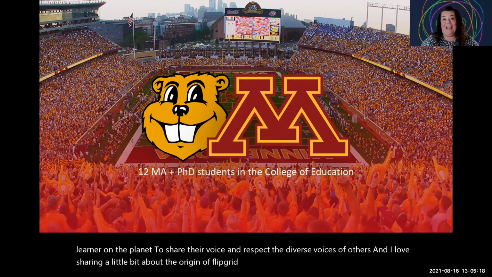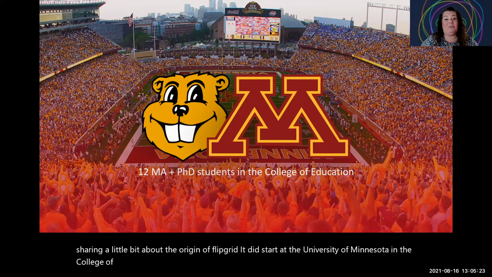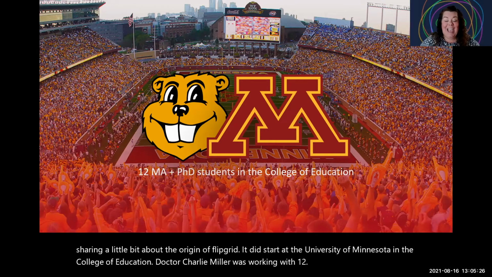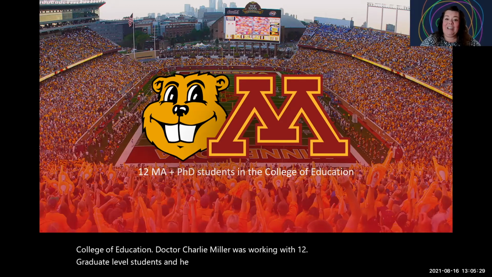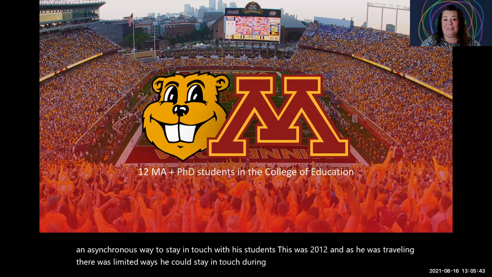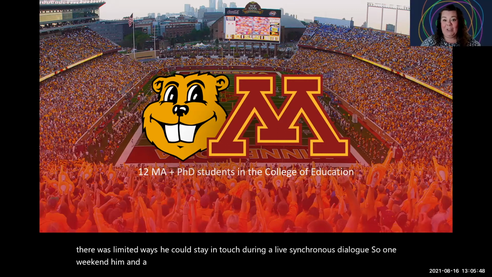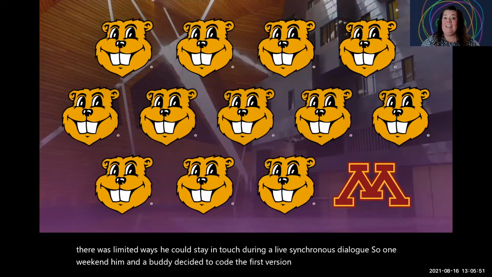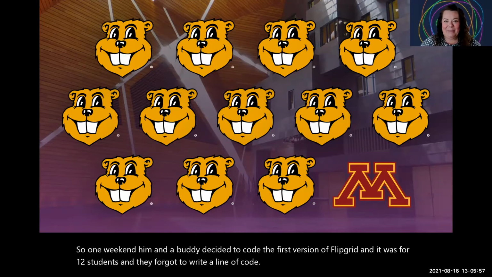It did start at the University of Minnesota in the College of Education. Dr. Charlie Miller was working with 12 graduate level students, and he was leaving to go study some education systems and needed an asynchronous way to stay in touch with his students. This was 2012, and as he was traveling, there were limited ways he could stay in touch during a live synchronous dialogue. So one weekend, he and a buddy decided to code the first version of Flipgrid, and it was for 12 students. They forgot to write a line of code in it, and some teaching librarians found it.